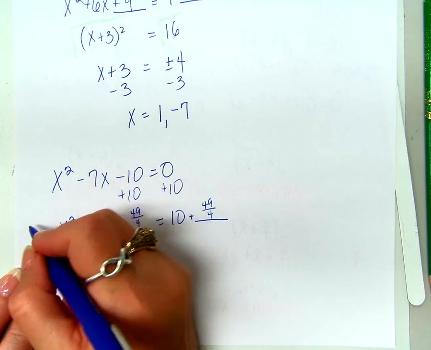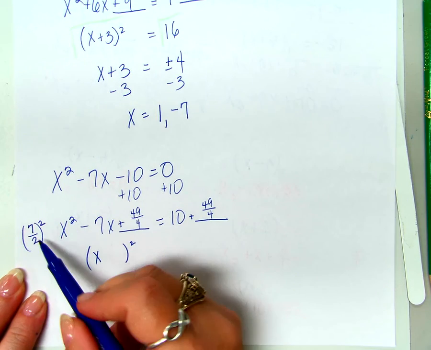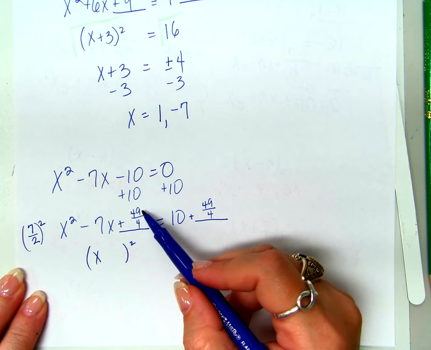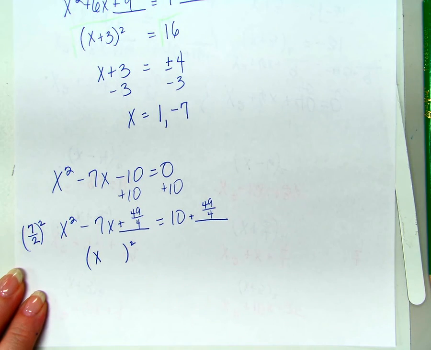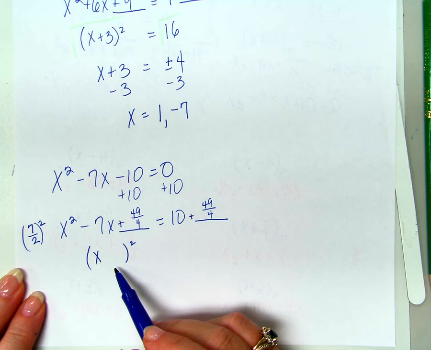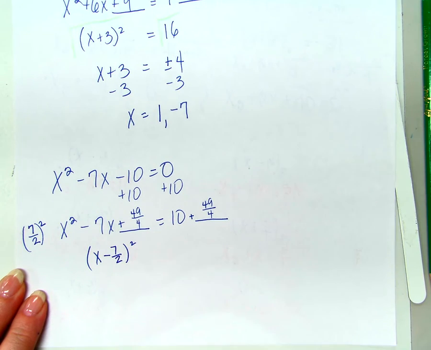Okay, so I said 7 divided by 2, and then I squared that. When you square a fraction, you square the numerator and square the denominator. 7 squared is 49, 2 squared is 4. Okay? But what goes in the binomial? 7/2. Yes, that sounds much better. It's okay. Made me laugh.